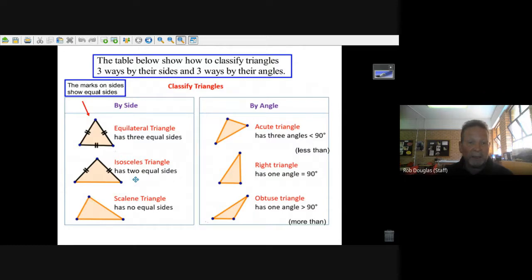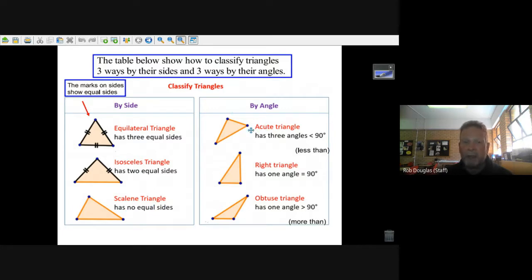Now, an isosceles triangle has 2 equal sides and 2 equal angles because we know there's equal angles opposite equal sides. 2 sides equal, we call it an isosceles triangle. But if all the sides are different, if it has no equal sides, it's called a scalene triangle. Equilateral for all 3 sides the same. Isosceles for exactly 2 sides equal, and scalene where none of the sides are equal.